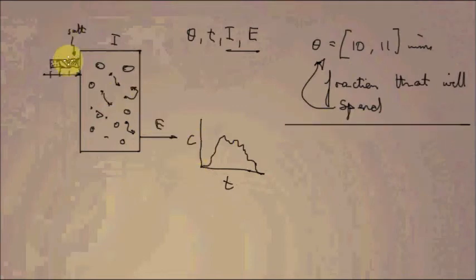We inject salt into the reactor. So let's say we inject at 12 o'clock and we observe at the exit point. We measure this kind of curve, this concentration with time.